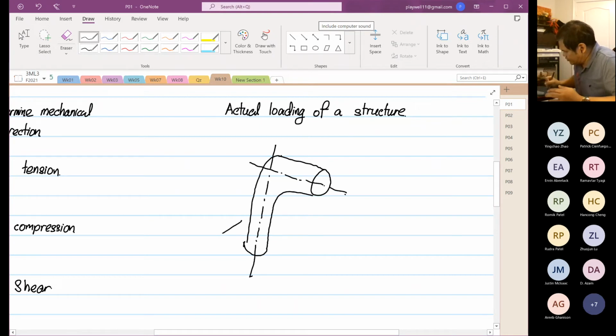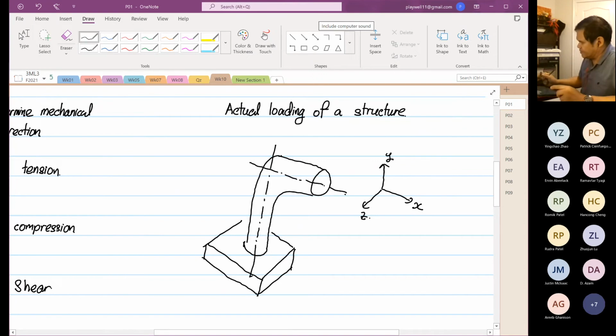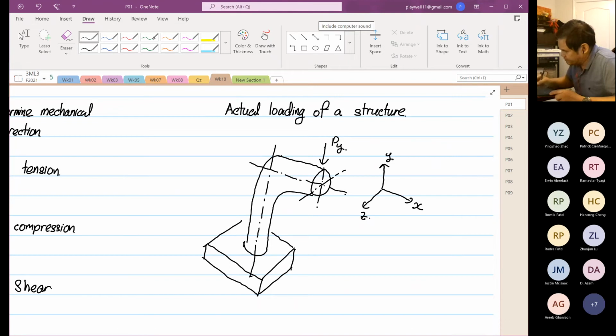All right, and this structure is mounted at the base, and this structure is under a load. So if I were to draw my transformation, it's our x, y, and z. So if the structure is under a load over here, and this is our Py, and then this structure is also loaded in the Px direction.